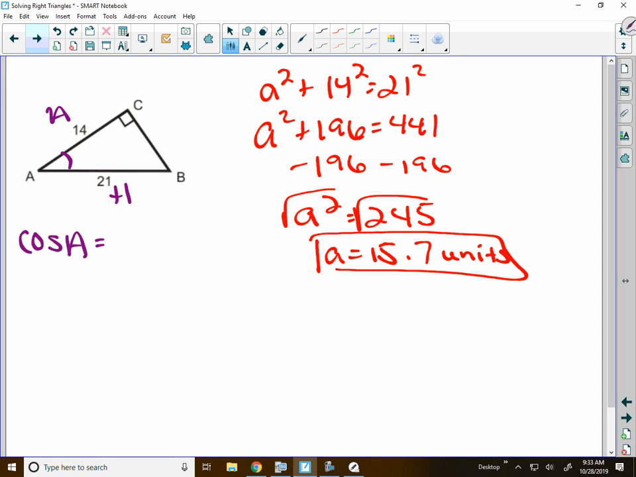So we do cosine of angle A. We always write an angle as a capital letter. And then we said adjacent 14 over hypotenuse, which is 21. Does anybody remember what calculator work we have to do to find the angle? Here's what you do. A equals, to find an angle, we have to do inverse trig. So cosine to the negative first of our fraction, which is 14 over 21.